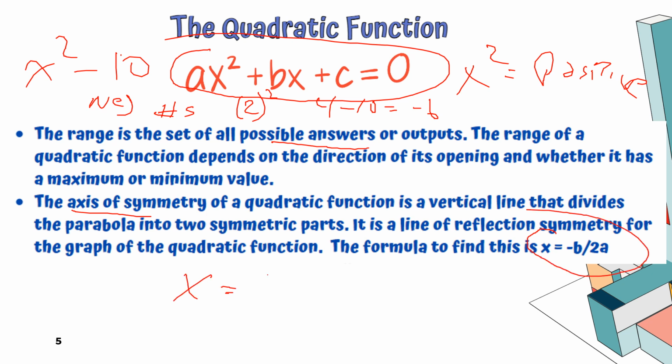We're not going to actually do that in this course, but if you wanted to play around with it, and I know some people like to play around with it, there's the formula. X is equal to negative b divided by 2a.